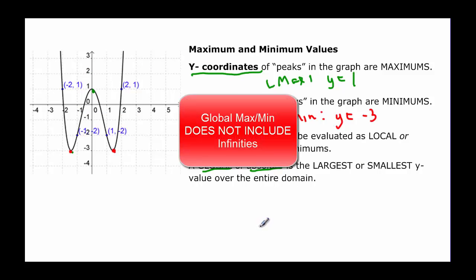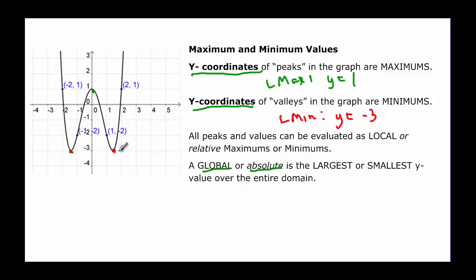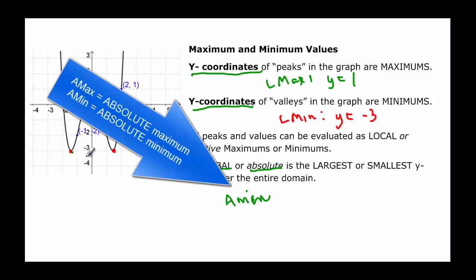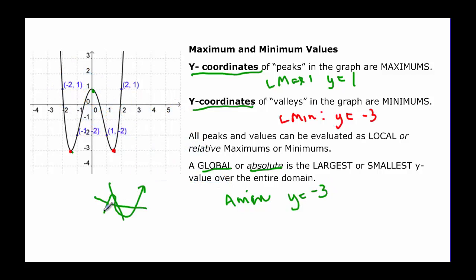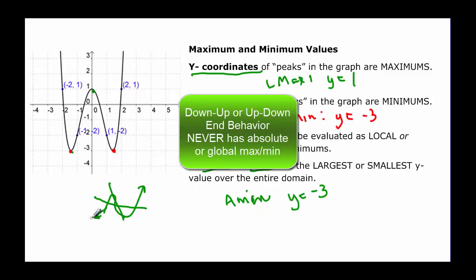We're not going to include the infinities, but we look at this graph and we have a lowest point on this graph. This function does not go any lower than negative 3. So I learned it as an absolute min, because that's the lowest point, at y equals negative 3. If I had this graph right here, but then it's got a max and it's got a min, but it does not have an absolute max and min because it goes to infinity on both ends. It's down, up. And if you have a down, up situation, you're never going to have an absolute max or min.